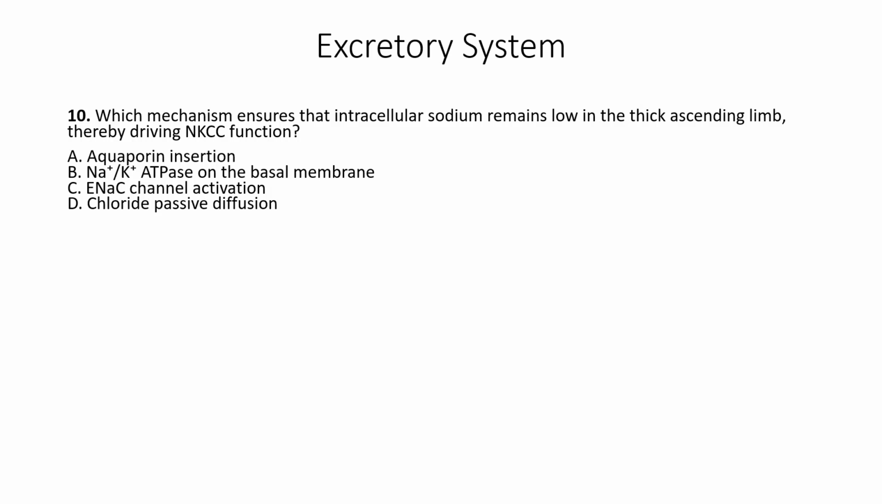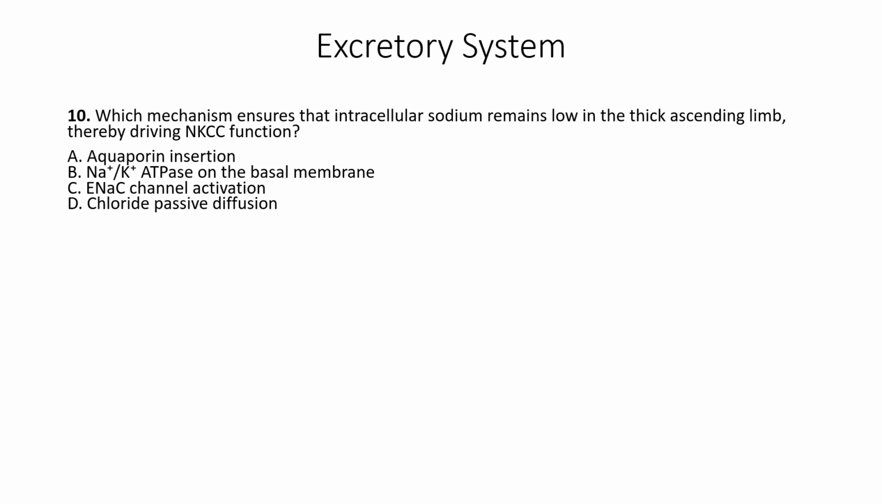That's what maintains the low intracellular sodium. Because if this gradient is not maintained, how will the NKCC function? If the primary active transport mechanism is not intact, how will the secondary active transport mechanism take place, right? So the basal sodium potassium pump is very important for maintaining the low intracellular sodium, which essentially sets up this electrochemical gradient such that sodium can move across from outside to inside and bring its friends potassium and chloride with it.